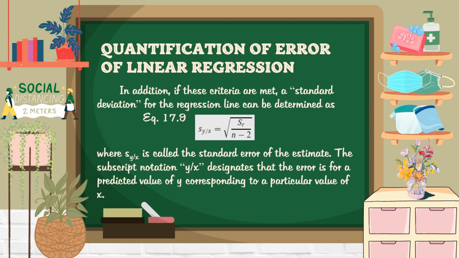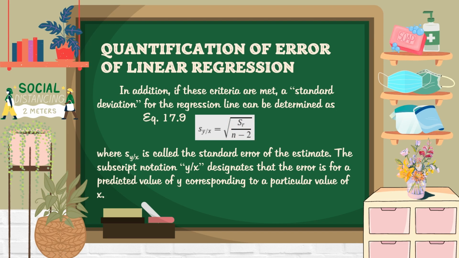Also, notice that we divide by n minus 2 because two data-derived estimates, a sub 0 and a sub 1, were used to compute S sub r. Thus, we have lost 2 degrees of freedom. Another justification for dividing by n minus 2 is that there is no such thing as the spread of data around a straight line connecting 2 points.